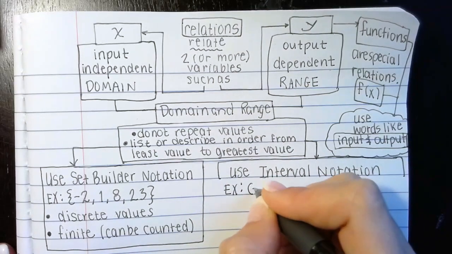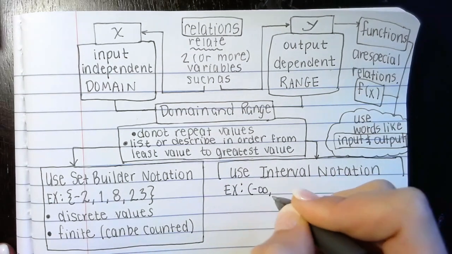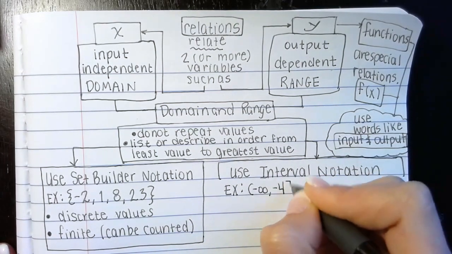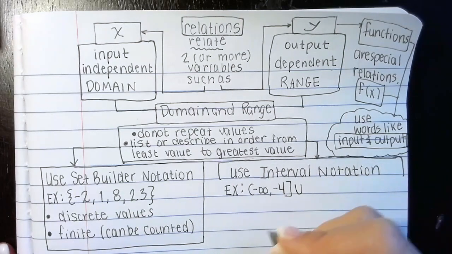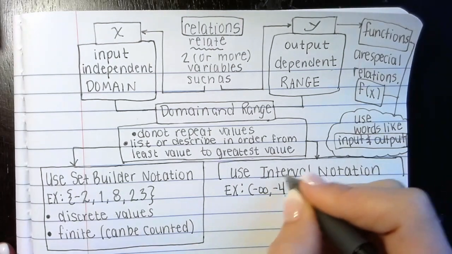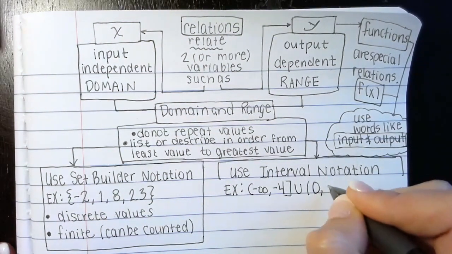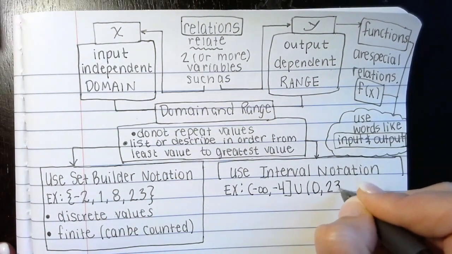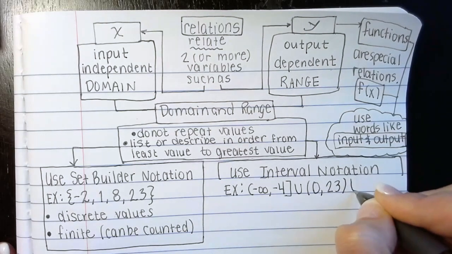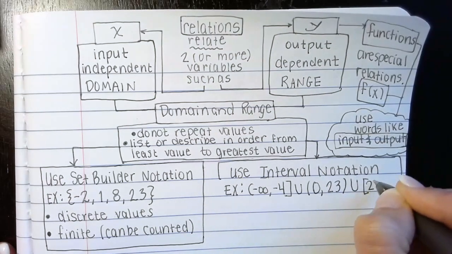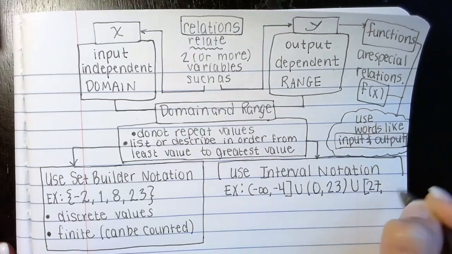An example might be from negative infinity, moving along until, say, -4. Maybe -4 is included. Union, that means I'm connecting it to another interval. I don't want to say set because really that's a set, so I have to watch my vocabulary. Then from, say, 0 until 23, not including either of those numbers. Union again. We can start again from 27, maybe we go on until infinity, and maybe we stop.